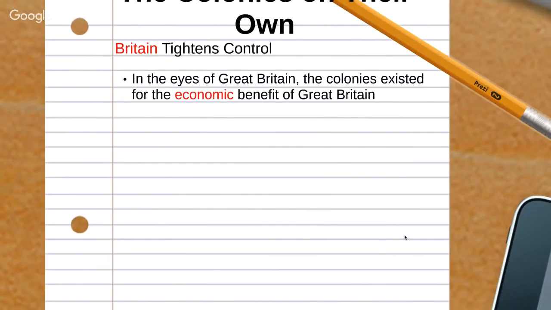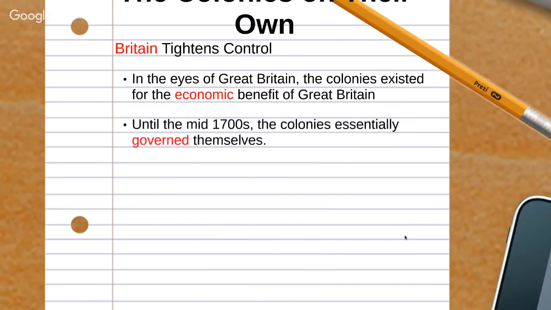The colonies existed to produce certain crops and certain goods that maybe weren't able to be produced in Britain or anywhere in England. So they were really looked at as a place where Great Britain could make a good deal of money.